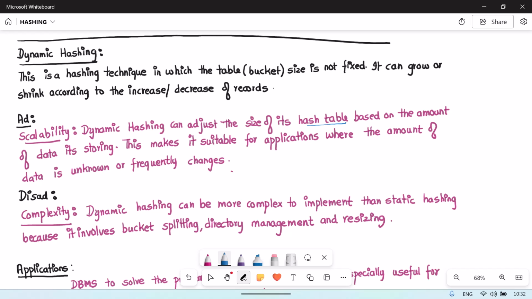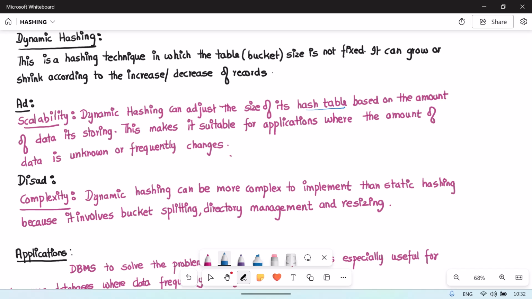What is the disadvantage? Complexity is a disadvantage because we are increasing and decreasing the size of the hash table. There are some things that need to be done: bucket splitting, directory management, and resizing. These three things in dynamic hashing will increase the complexity of your technique. If you want to do it manually, it is complex, and when you want to execute it as code, it also becomes very complex.